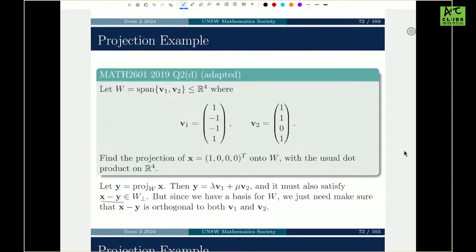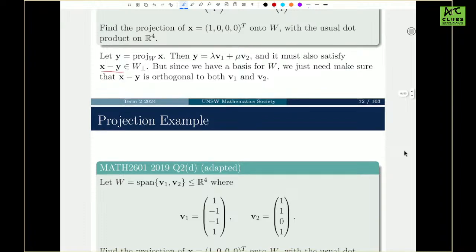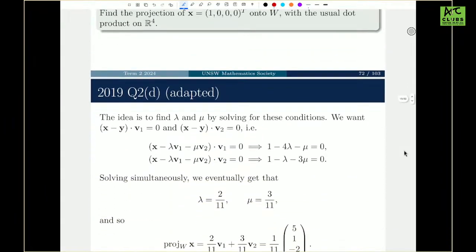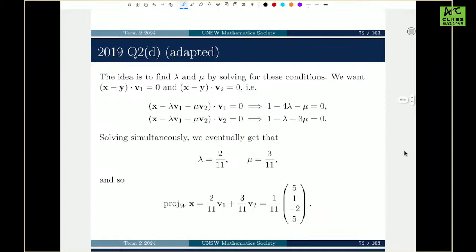Since we have a basis for W, and that's just given by V1 and V2, those are our basis vectors because they span the space, we just want to make sure that X minus Y is orthogonal to both V1 and V2, because that belongs to the orthogonal complement. So I'll save you a lot of the horrific algebra. We just take dot products and we say that they're 0 because it belongs to the orthogonal complement, and the dot product is the inner product that we've defined over this space.